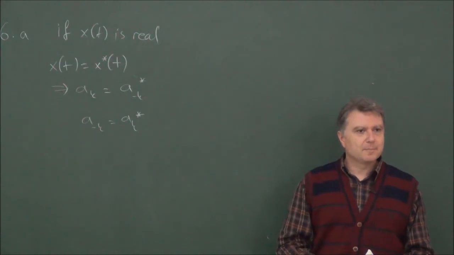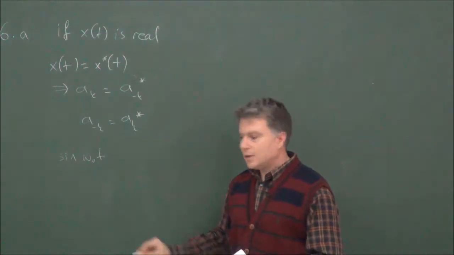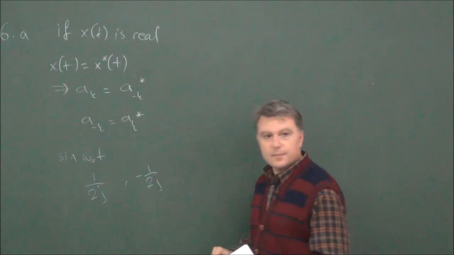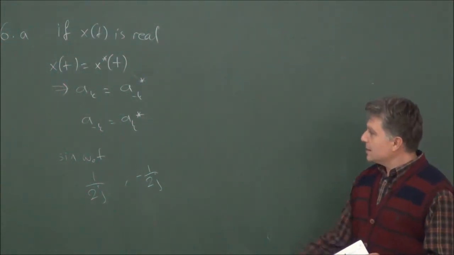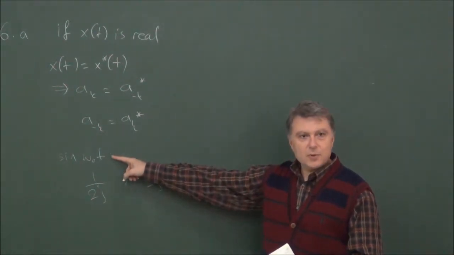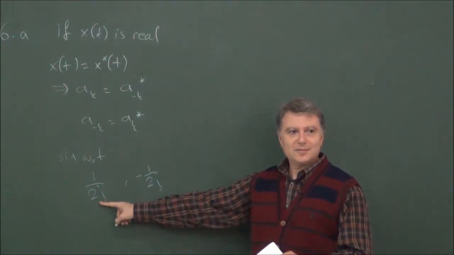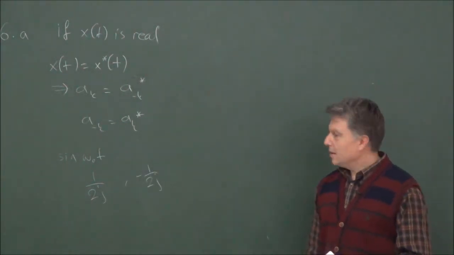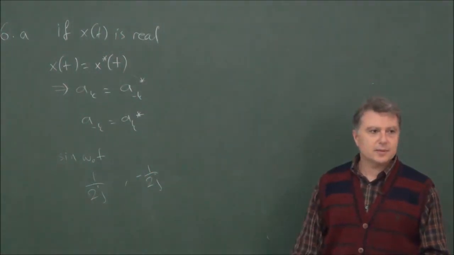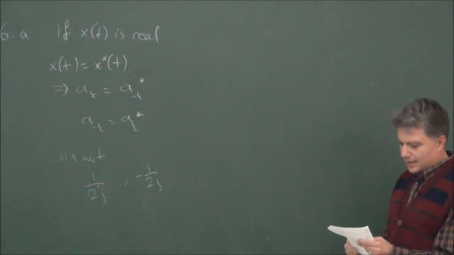How about a sine? What are the Fourier series coefficients of sine omega 0 t? 1 over 2j and minus 1 over 2j, right? Now, this is a_1, this is a_{-1}. Since sine is real, we must have a_{-1} equal to the conjugate of a_1. Is it? Yes, it is. It's purely imaginary, so taking a conjugate means negating the imaginary part. So this is always valid for a real signal.